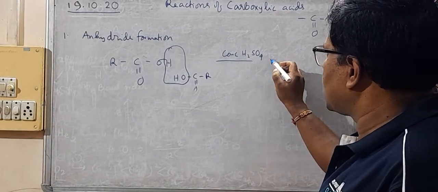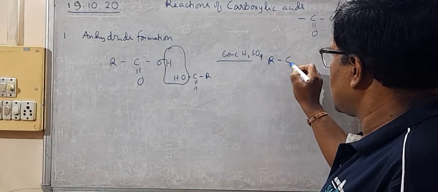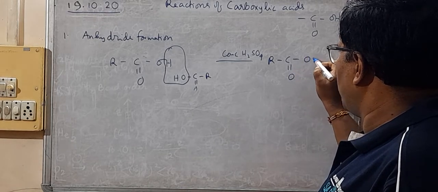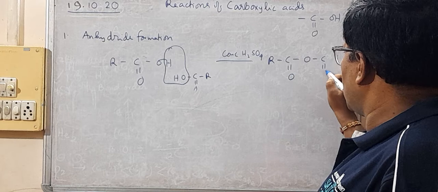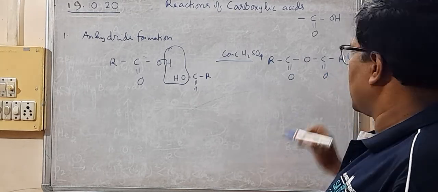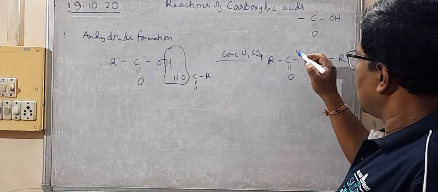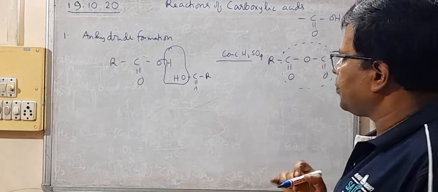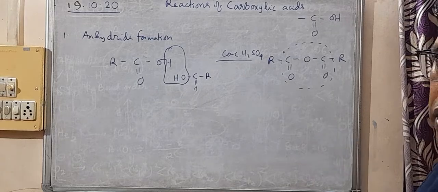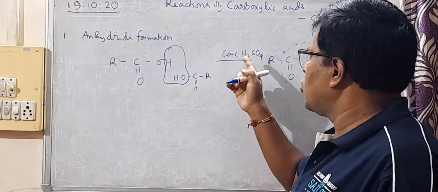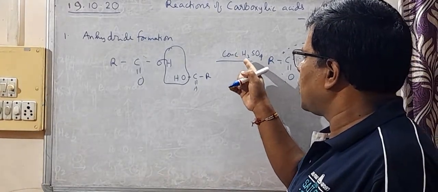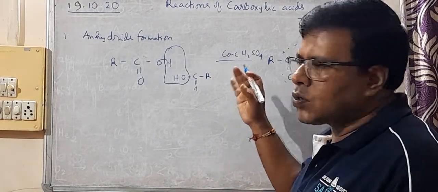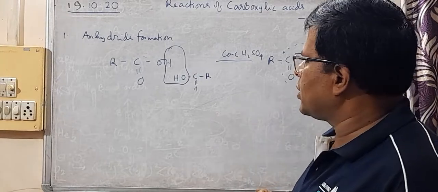So we will get product RC double bond O, C double bond O R, plus water, and this functional group is called anhydride. So this is anhydride formation. This reaction can also happen in presence of phosphorus pentoxide. Phosphorus pentoxide and heat also result in this.